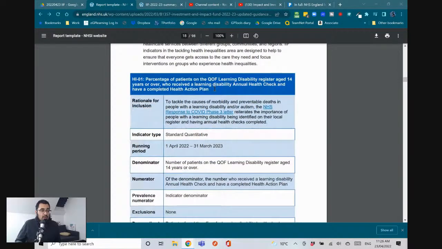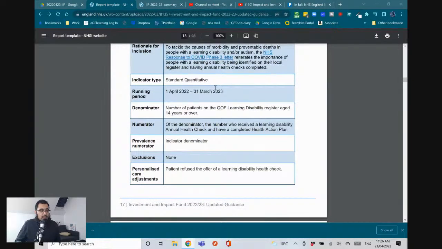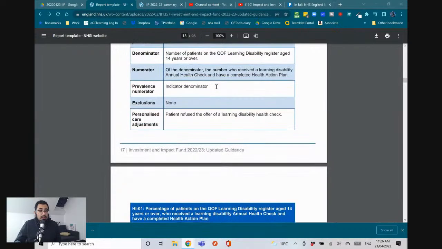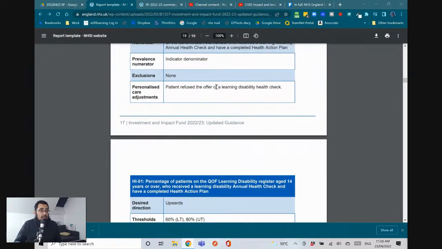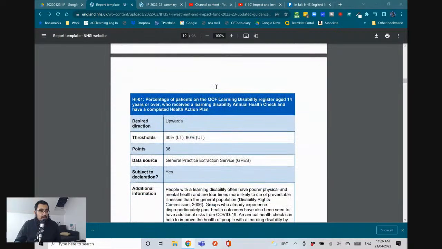Again, this is a standard qualitative indicator for this financial year, and the denominator of those are who have received a learning disability annual health check and completed health action plan. The exclusions, there are none. Personalised care adjustments, so the exemptions, which is slightly different: patient refused the offer of a learning disability health check, and it's important to make sure that is coded because that extraction will come through GPES.